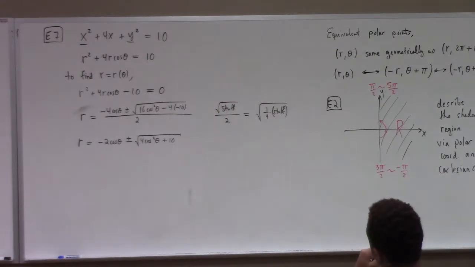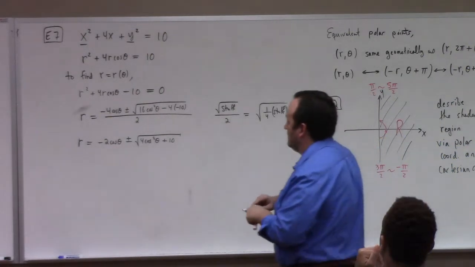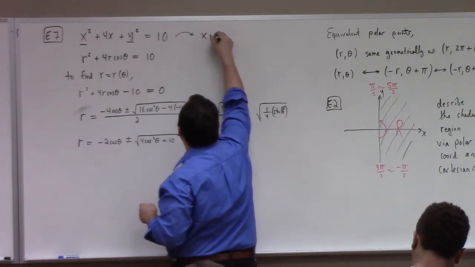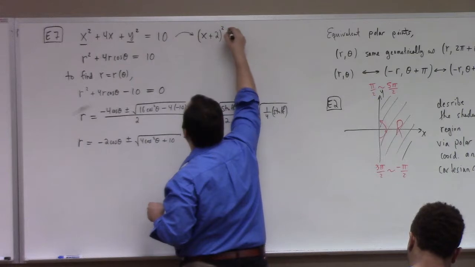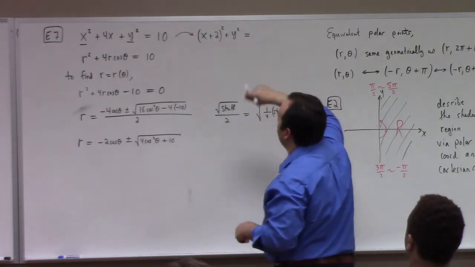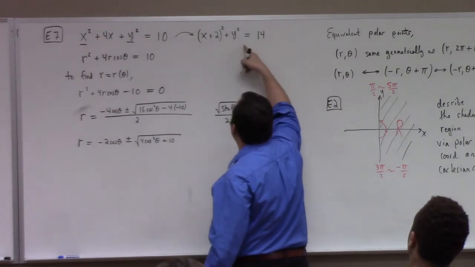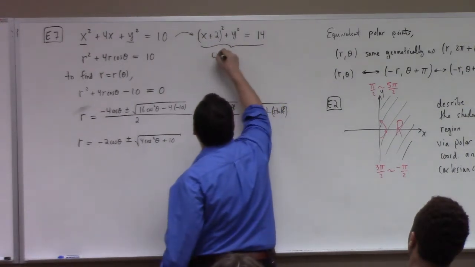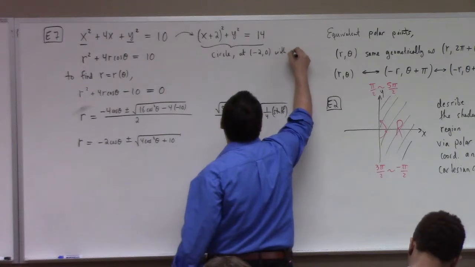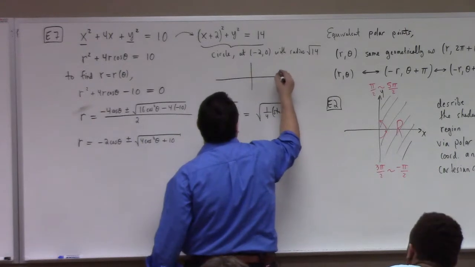Now, how should we think about this curve? What's the best way to think about it? I think the best way would be to complete the square in Cartesians. If I actually want to graph this, I would go back to section 10.1 kind of thinking, which is that this is (x plus 2) squared plus y squared equals 14. In other words, this is a circle at (minus 2, 0) with radius square root of 14.